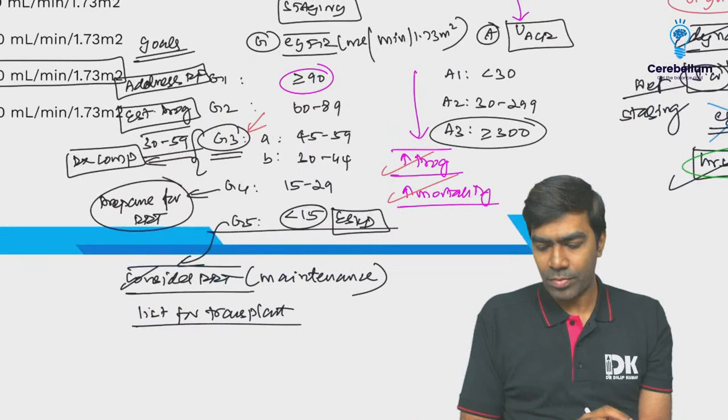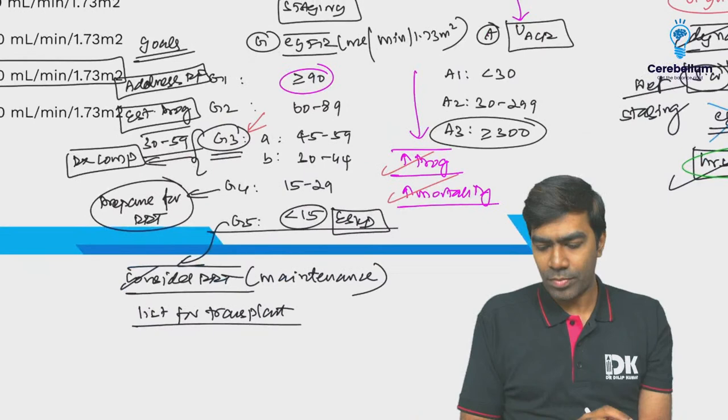So what are you going to do if it's a pyelonephritis? If it's a pyelonephritis, you have to use some drug. For example, typically we can use ceftriaxone, no problem. Even ceftriaxone is fine. But ideally, you have to give it for 14 days.